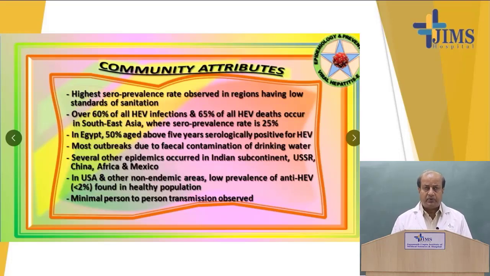The community attributes include the seroprevalence rate in different parts of the globe. The highest seroprevalence is seen in countries where hygiene and sanitation standards are very poor. Over 60% of all HEV cases and 65% of all HEV deaths occur in Southeast Asian and East Asian countries, where the seroprevalence rate is found to be more than 25%. In Egypt, 50% of children and individuals aged above 5 years are found seropositive. Most of the outbreaks are due to fecal contamination of drinking water. Several other epidemics occurred in the Indian subcontinent, USSR, China, Africa and Mexico. In the USA and other non-endemic areas, a low prevalence of anti-HEV, less than 2%, is found in the healthy adult population. HEV epidemics have been characterized by minimal person-to-person transmission, as has been observed.